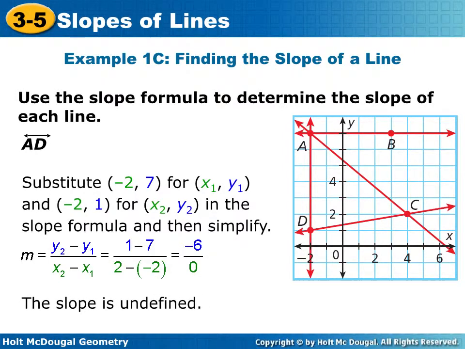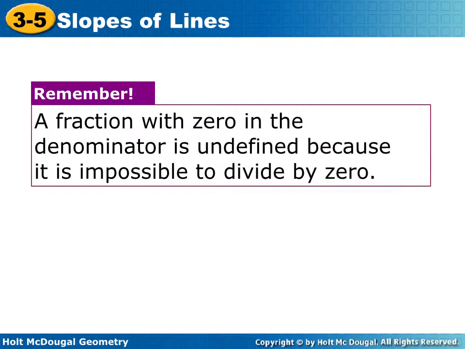The slope is undefined. Remember, a fraction with 0 in the denominator is undefined because it is impossible to divide by 0. What we mean by that is that dividing by 0 doesn't give us what's considered to be a real number. And this is what we mean by it's impossible or it's undefined. We don't get a real number when we divide by 0.